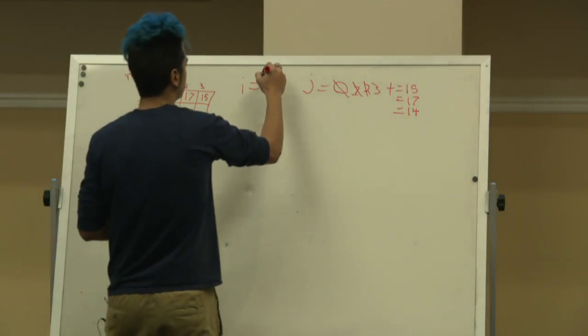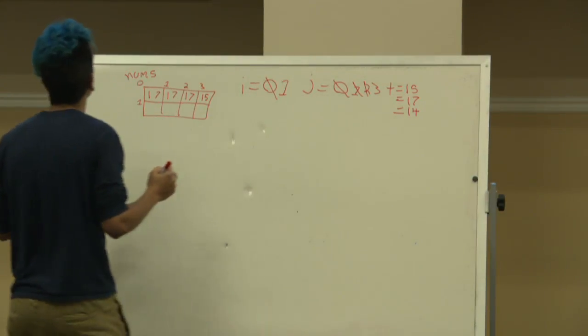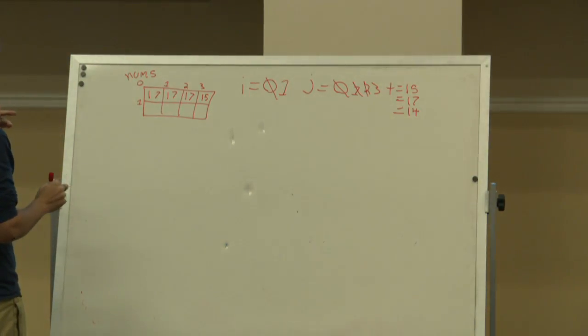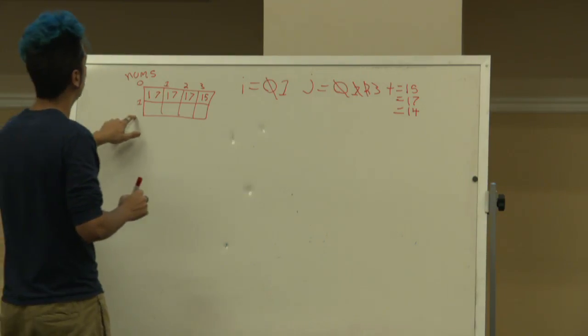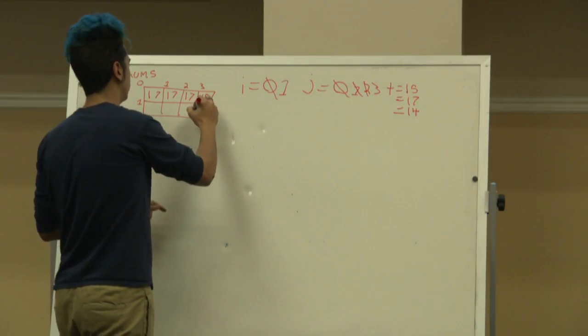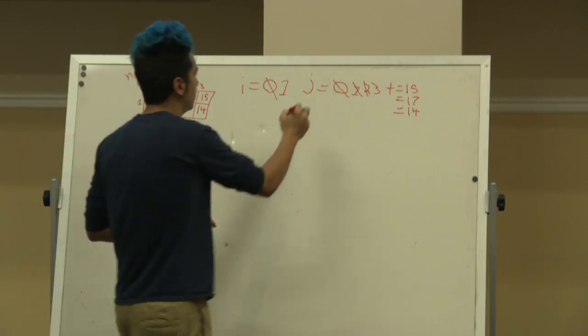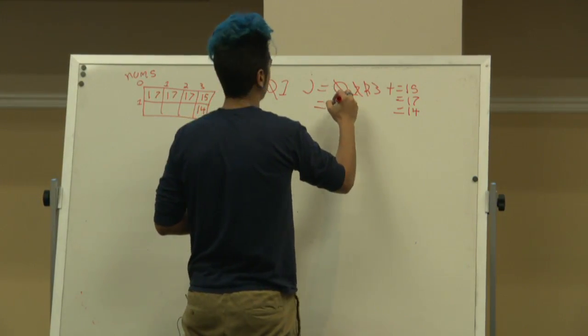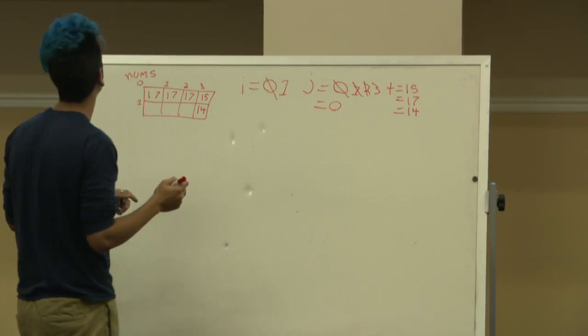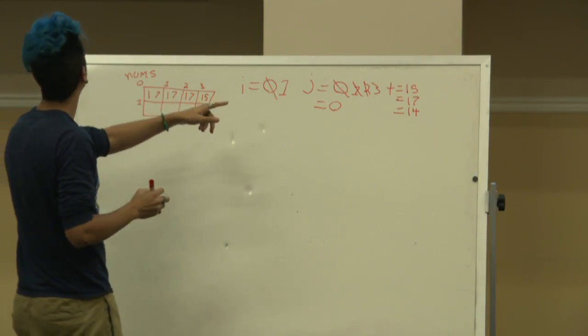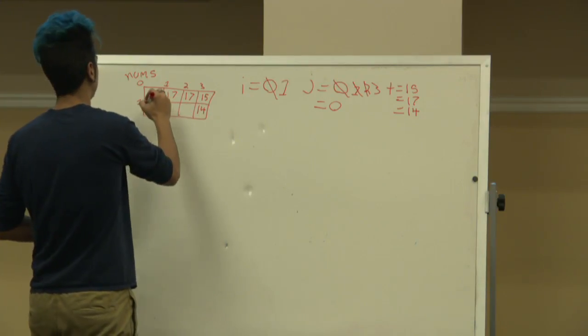Now we're at I equals 1. And we say nums I3 is equal to t. So nums 1, 3 is equal to t, which is 14. And then we enter this j loop once again. So j is equal to 0. And we say nums 1, 0 is equal to t, which is 14.